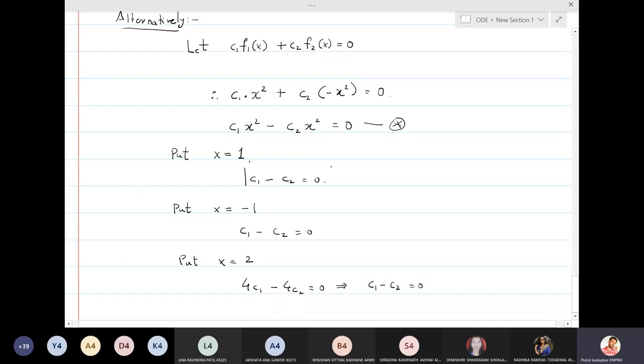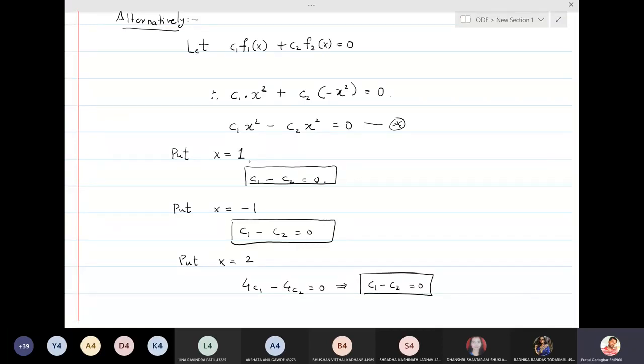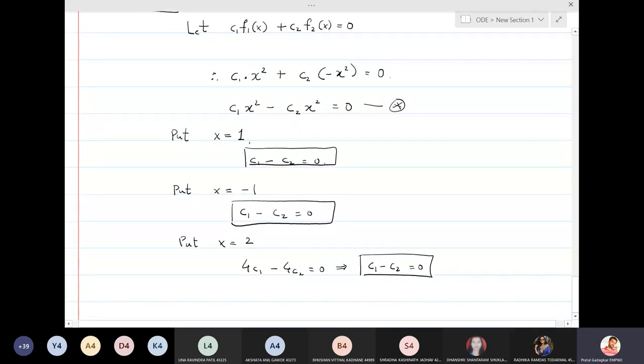So for every value of x, I am getting the same equation: C1 minus C2 equal to 0. I am not getting a different equation. I'm not able to find a different equation. This means I cannot find C1 and C2. We cannot find C1 and C2. And what does that mean? Let me write.